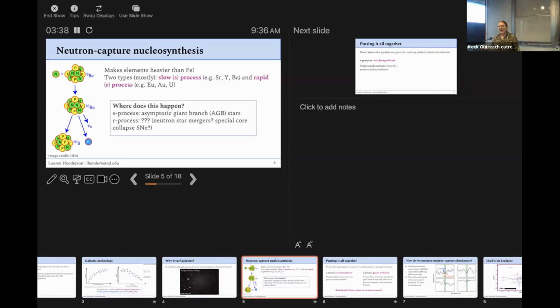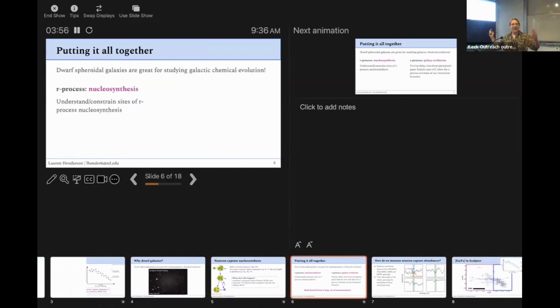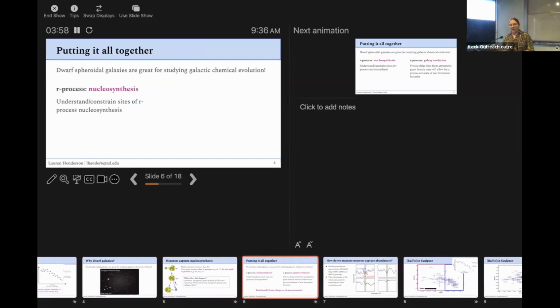The R process, on the other hand, is a really open question and a really hot topic in galactic archaeology and nuclear astrophysics as a whole. Now, there's really good evidence that it occurs in neutron star mergers, which makes sense, lots of neutrons there. But we're not sure if those are the only or even the primary place that the R process happens, especially at early times. So to put all of this background together, I'll reiterate that dwarf spheroidal galaxies are really great for studying galactic chemical evolution because they're old and they're simple.